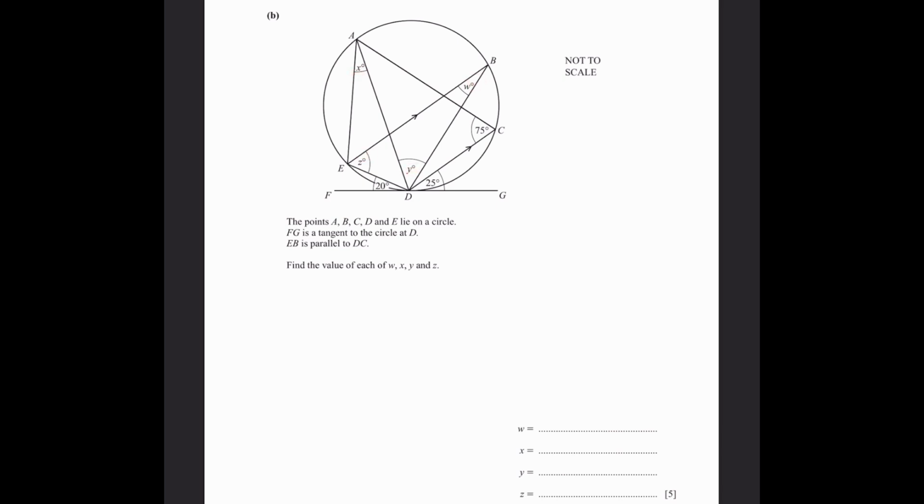Let's see which ones we can get using just one theorem or one circle geometry law. Of course, why am I saying circle geometry? Because we have a circle here, of course. So the angle W we can get very easily because we know the alternate segment theorem. It is just 20 degrees.